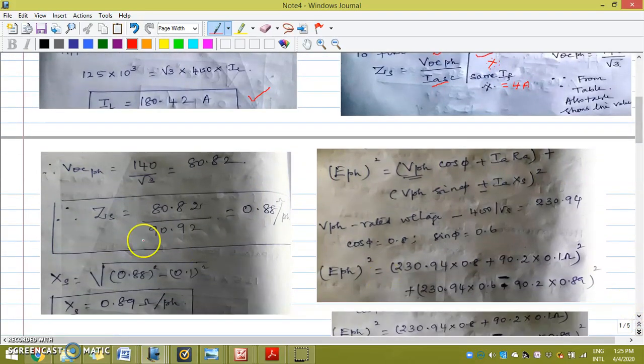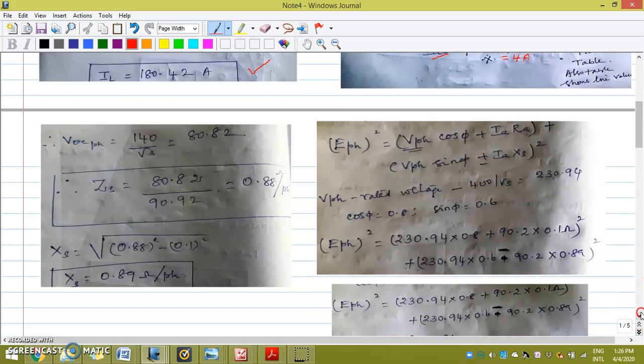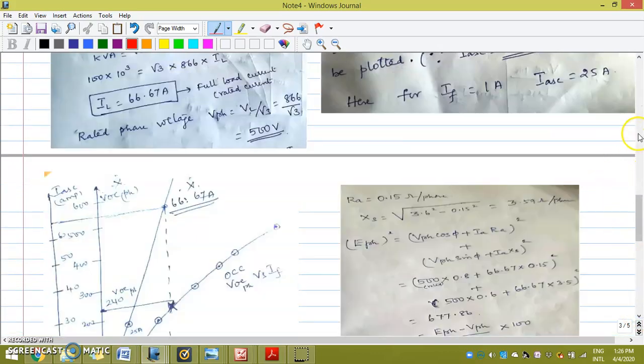XS is nothing but the square root of ZS square minus RA square. These values have been given. Once I find that, you know the formula: V phase cos phi plus IA RA, V phase sin phi plus or minus IA XS. So minus will come when it is leading. From this I can always find E phase. Once you find the E phase, you know the formula.